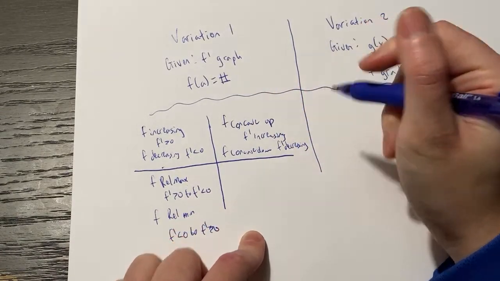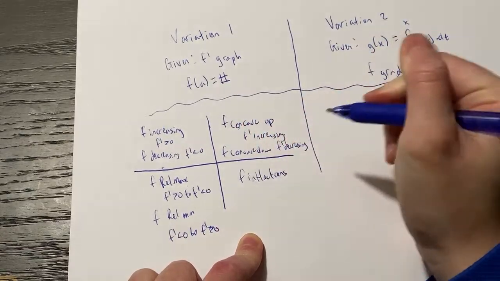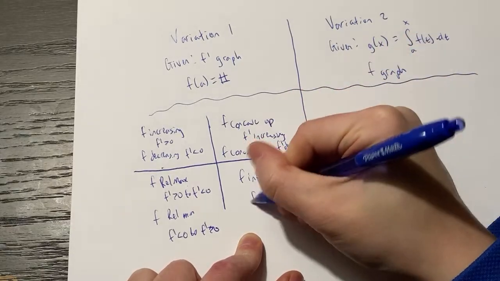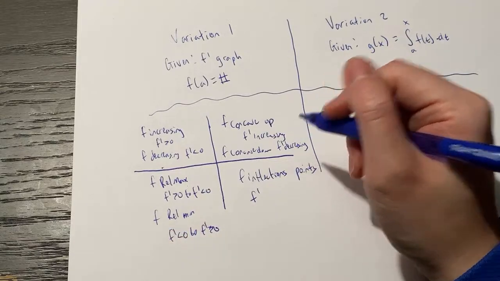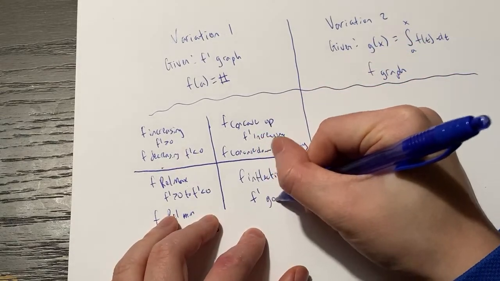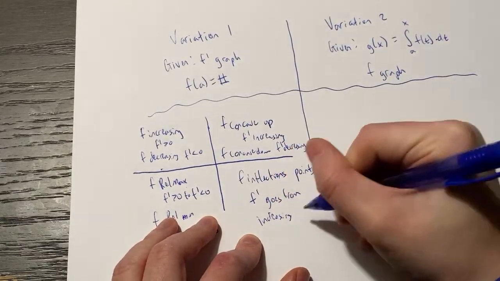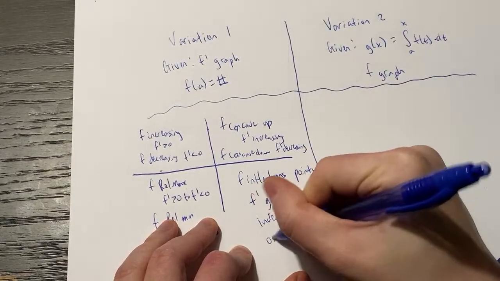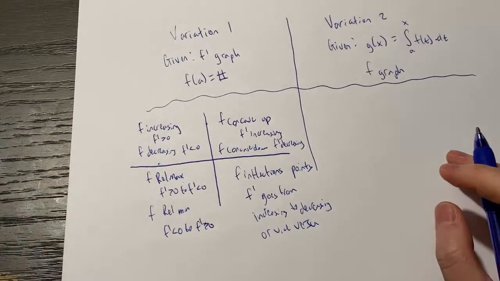Same with inflection points. An inflection point is where f double prime changes signs, but a better way to phrase this is f prime goes from increasing to decreasing, or vice versa. We're almost done with the rules. So these are the rules for an f prime graph question.